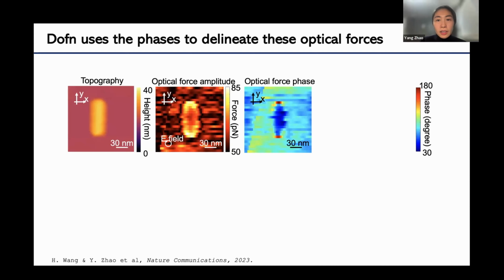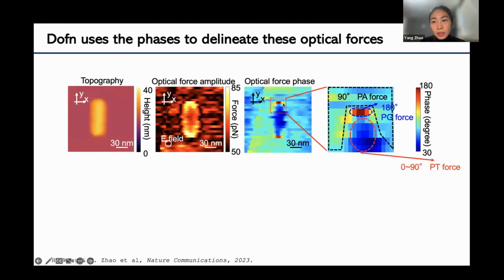But if you look at these forces in detail, you'll find this force also has distributions. So here I zoom in to the edge of this gold nanorod. You find at the tip of the gold nanorod, this phase is about 180 degrees. So if you remember, that lies on the real axis, but on the negative side. So that's associated with the optical gradient force. And the background here is actually our photoacoustic force. I'll explain why it is a background. And then in the middle of the gold nanorod, the phase is between 0 and 90 degrees. So that's attributed to the photothermal force.